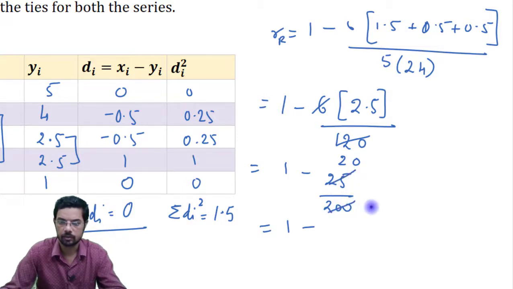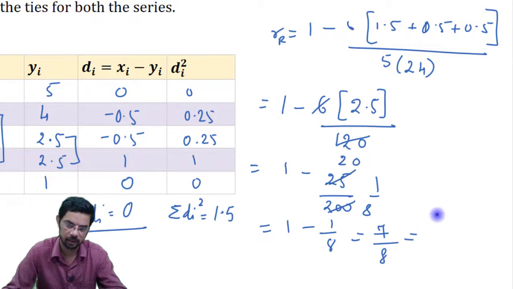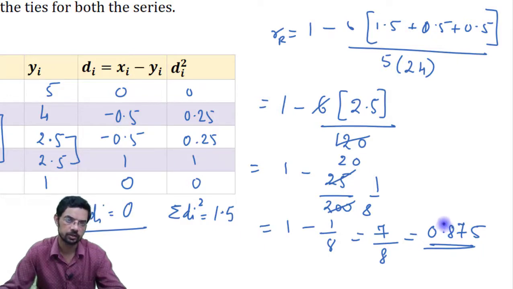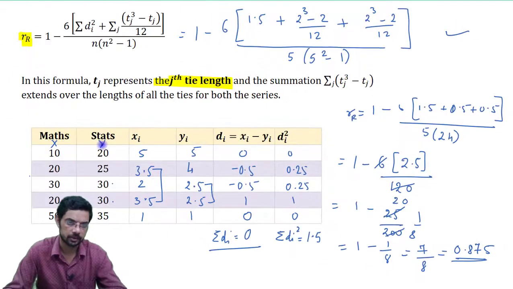25 into 8, so 1 minus 1 by 8. What is 1 minus 1 by 8? It is 7 by 8. What is 7 by 8? When we calculate using the calculator, we get 0.875. So this is the rank correlation coefficient. So there is a strong correlation between the two sets of marks.